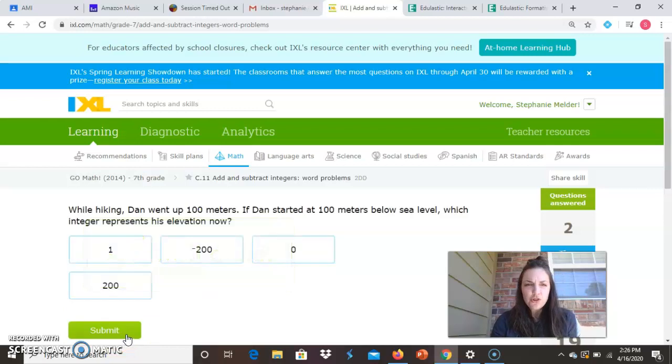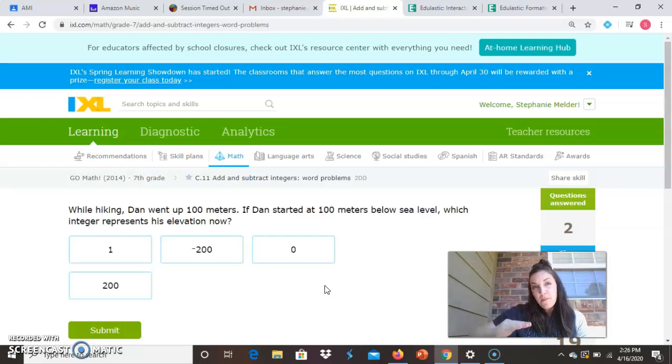I might do 1 or 2 more here. It says, while hiking, Dan went up 100 meters. Your keyword here is up. That means it's a positive 100. If Dan started at 100 meters below sea level, so that means negative 100 is where he started. Which integer represents his elevation now?